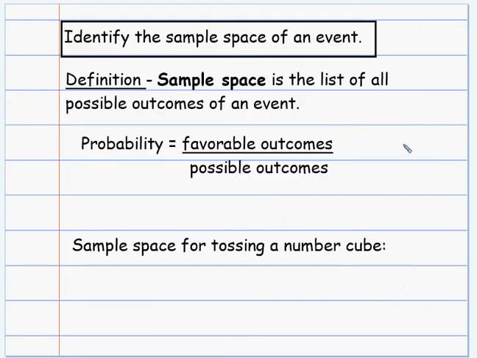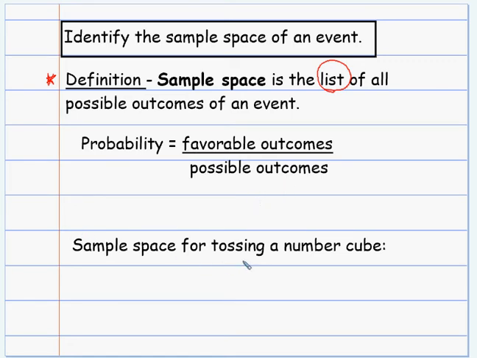Okay? Sample space. So that was ratios, and now we need to talk about sample space. And sample space is used in probability. Definition that's important that you need to know. Sample space is a list of all the possible outcomes of an event. Remember, probability is favorable outcomes divided by the possible outcomes.